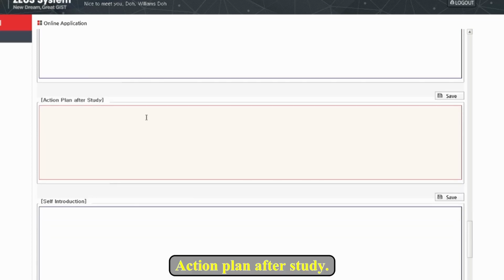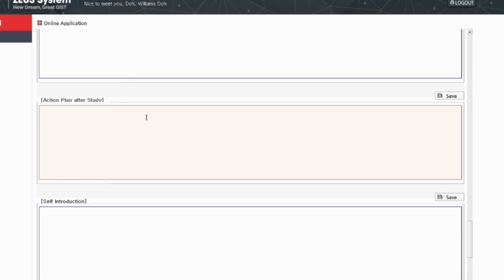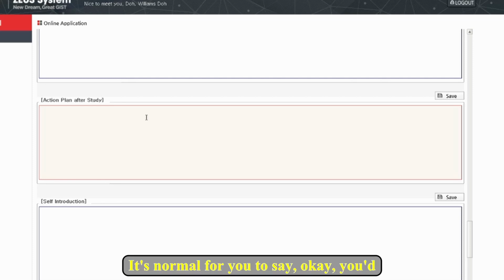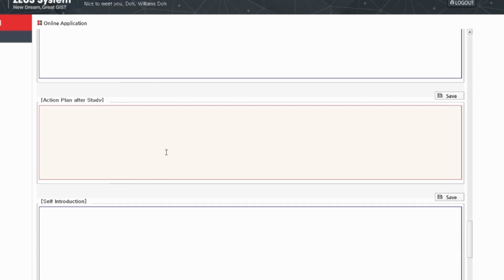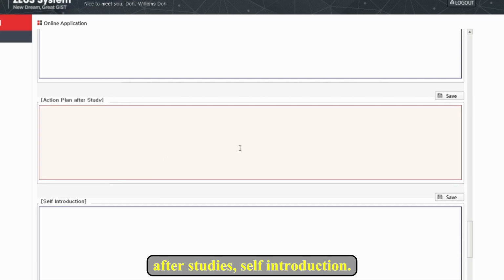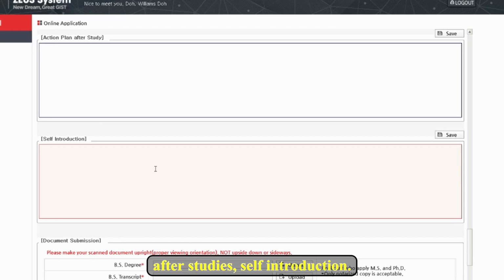Action plan after study. What do you plan to do? Are you planning to stay in South Korea and work? It's normal for you to say, okay, you would want to acquire some experience by working in South Korea before then looking for a job in your country and then go and work in your country. You have to tell them your plans after studies. Self-introduction. This is where you will tell them about yourself, your educational journey, the things that you've gone through in life, and how they have inspired you to become who you are today.